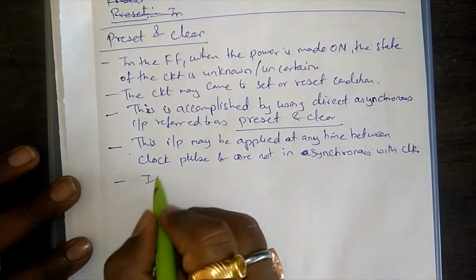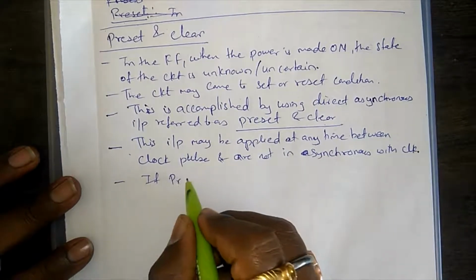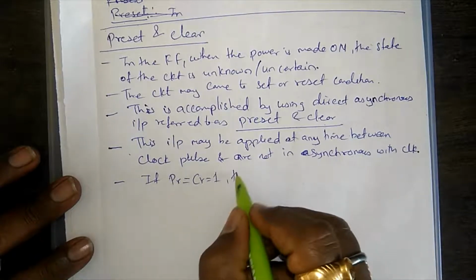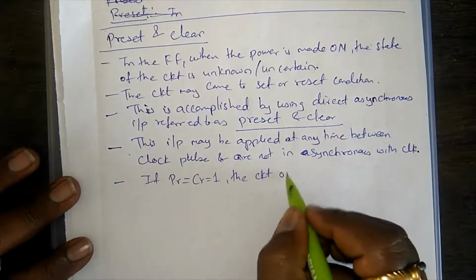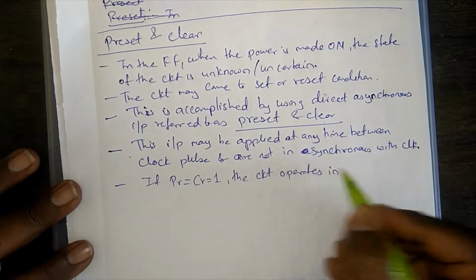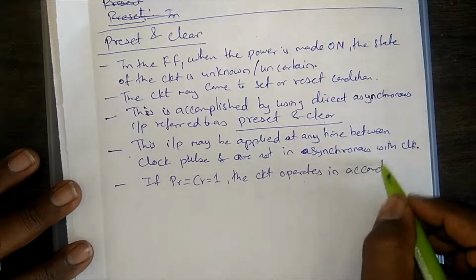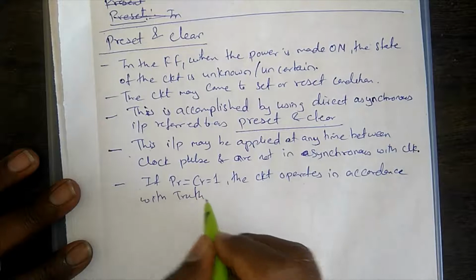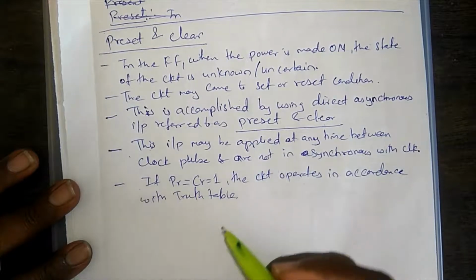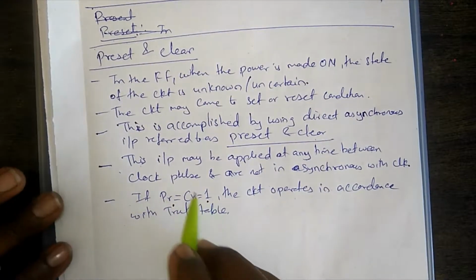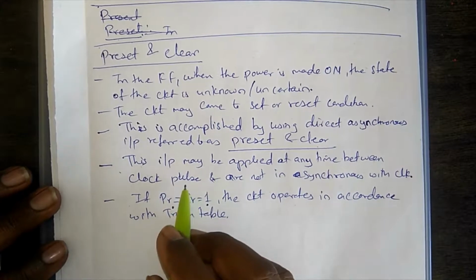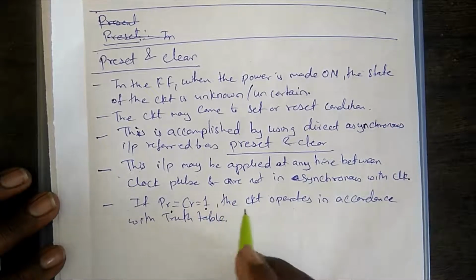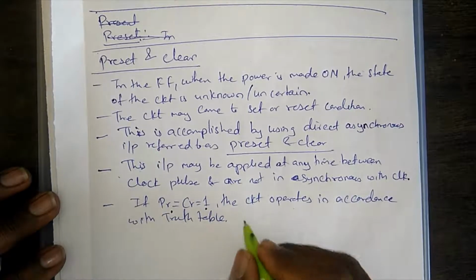If PR stands for preset and CR for clear, and both are 1, the circuit operates in accordance with the truth table. When both preset and clear are 1, we have to apply a positive logic, 5 volt logic 1, to both for the circuit to operate according to the truth table.